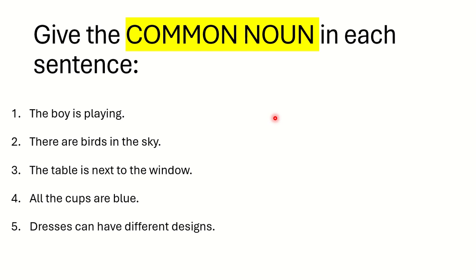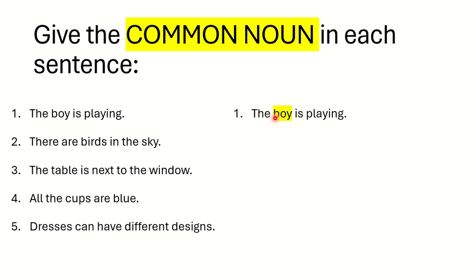What do you say is the common noun in the first sentence? Can we identify a thing, a place, an animal, or a person? Ask yourself these questions for each of these sentences. You may pause this video to write down your answers. Now let's look at our answers.